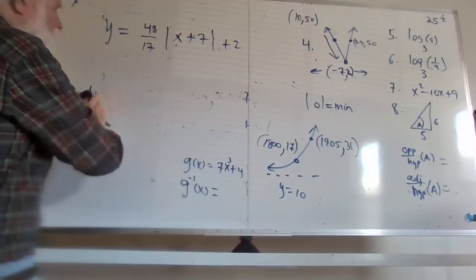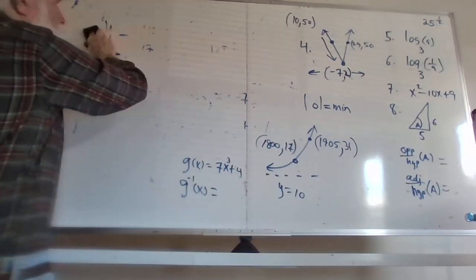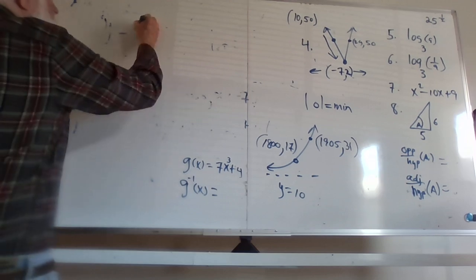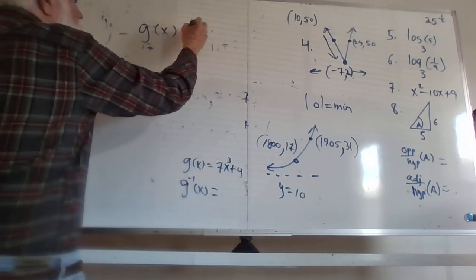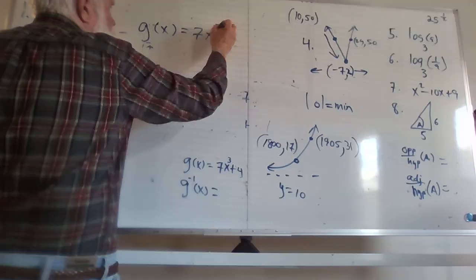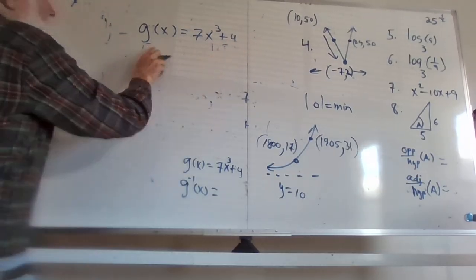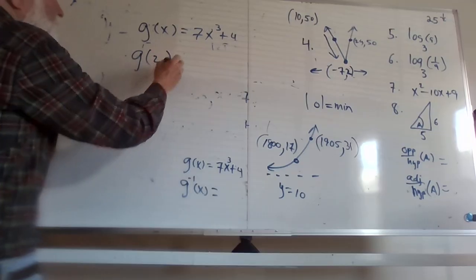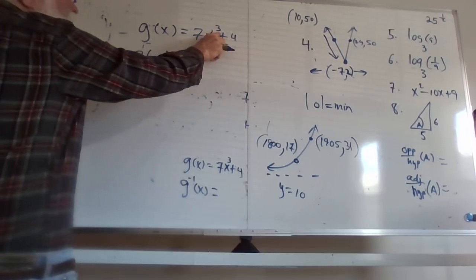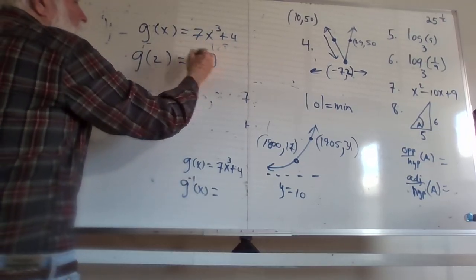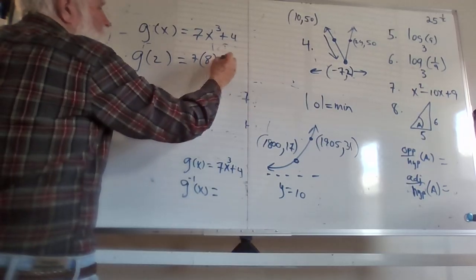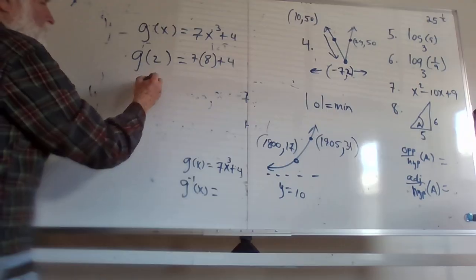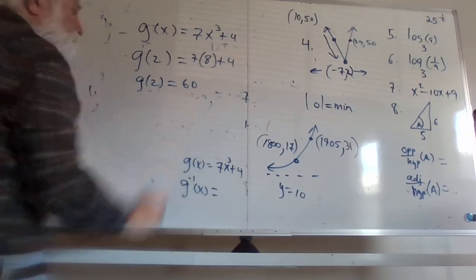Okay, I introduced this notation, I think, in the last video. G of x equals 7x cubed plus 4. And I asked you to find something. G of, I don't know, let's put a 2 in. Keep it simple. 2 cubed is 8. 8 times 7, 56, plus 4 is 60. So we just found that G of 2 equals 60.